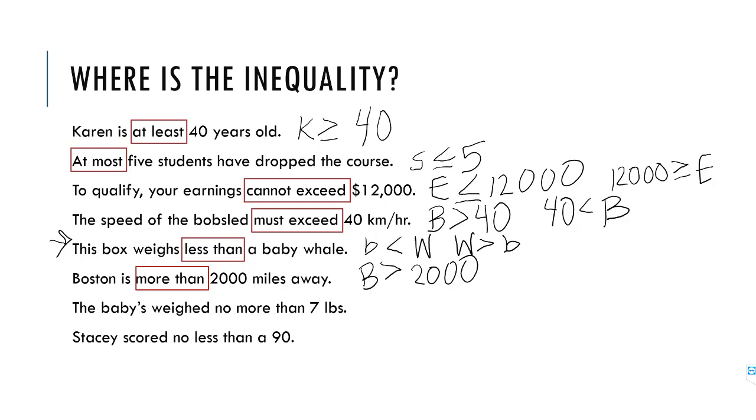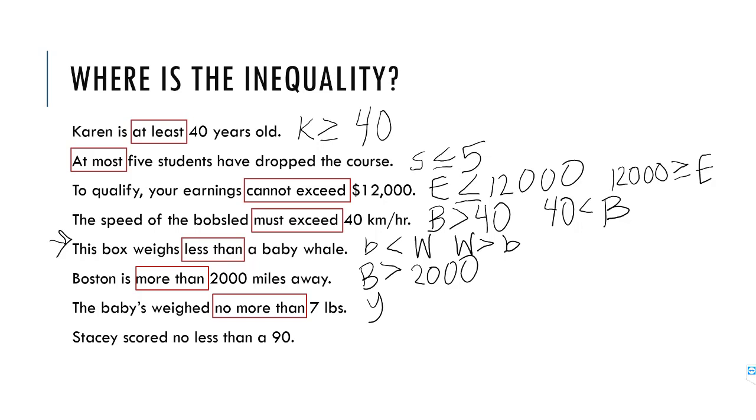All right, 2 more to go. That baby weighs no more than 7 pounds. Oh, there's a typo there. That's exciting. Lots of B's. Let's do Y for baby. The baby weighs no more than 7 pounds.